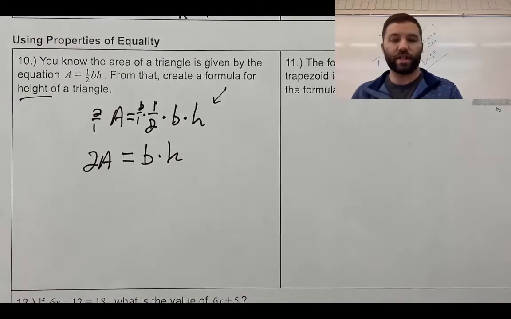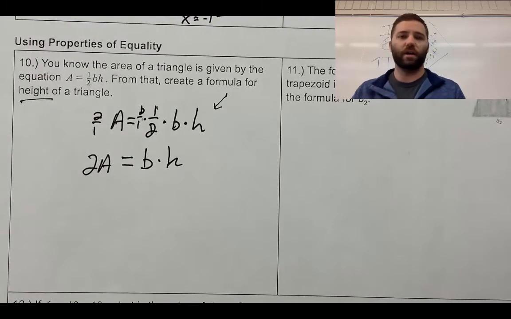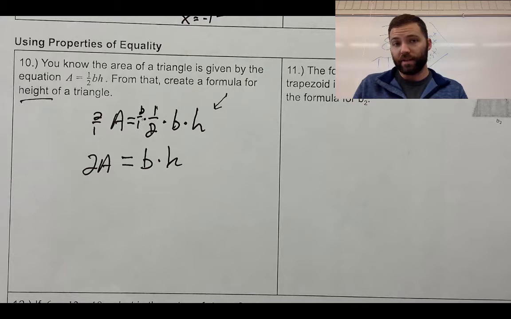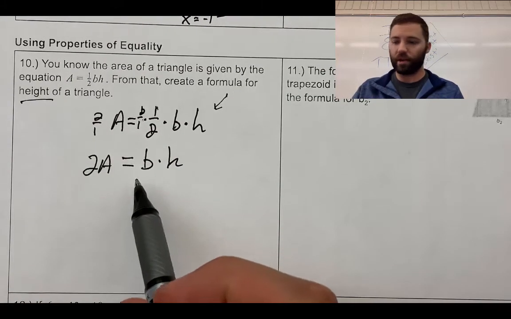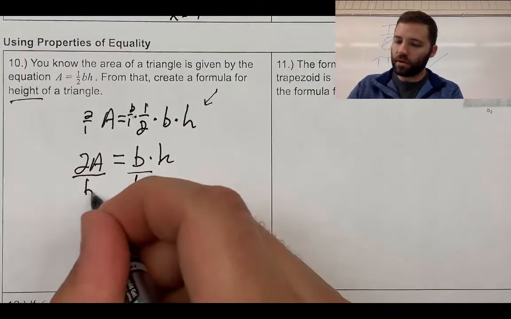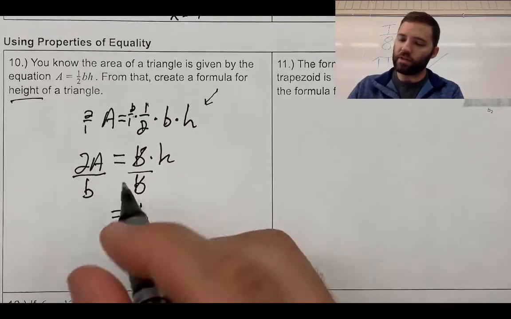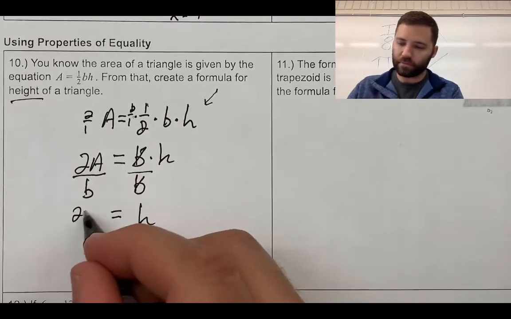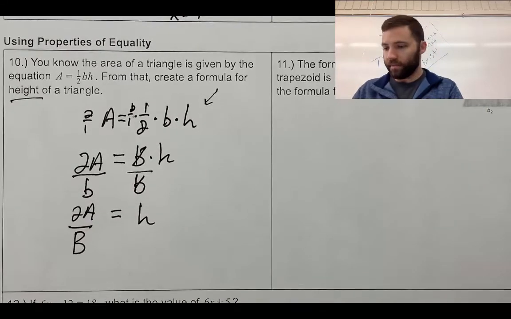All right, now what I'm trying to do is get h by itself. If over here we had something like 7 times h, and we wanted to get h by itself, we would undo that multiplication by doing the inverse, which is division. So we would divide both sides by 7. Nothing changes with a letter, okay? So we can divide both sides by b. This simplifies to 1 over 1. And so I get h is equal to 2a over b.